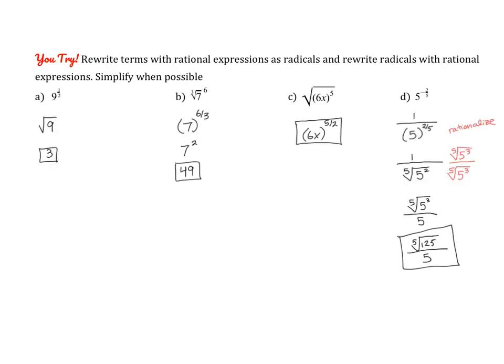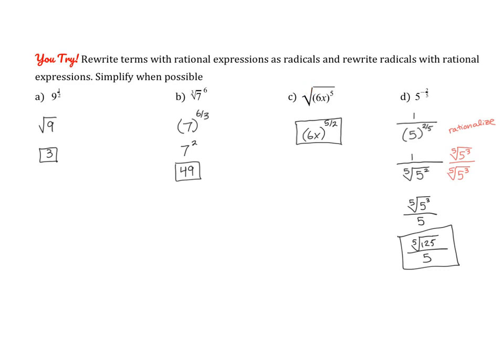All right, so go ahead and check. So anytime you have an exponent that's 1/2, it's essentially just the square root. So square root of 9 is 3. Here our base is 7 to the power of 6 over 3, which simplifies to 7 squared, which is 49. For part C, again, make sure you have parentheses around 6 and x. And then our exponent will be 5 over 2. Remember, square root has an index of 2.